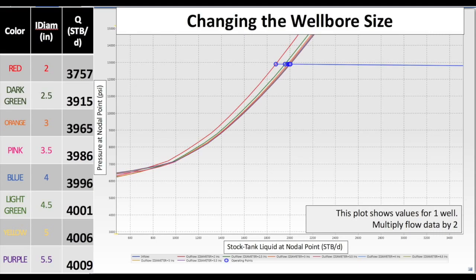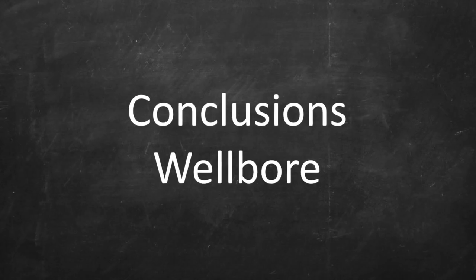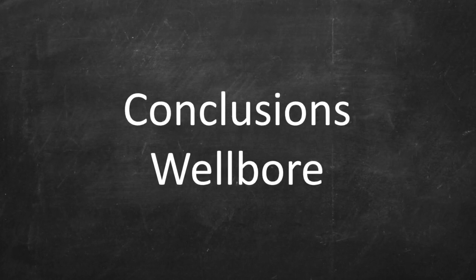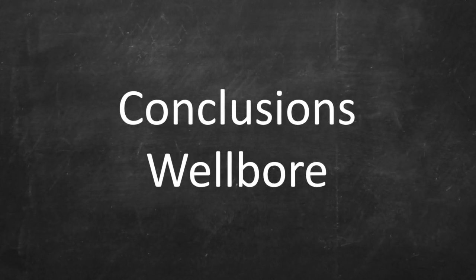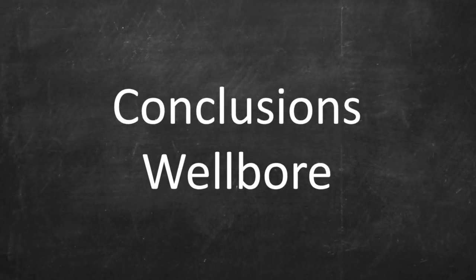The other 7 diameters developed TPR curves which almost overlaid each other. This result shows that sometimes changes in the wellbore diameter can have only a slight effect on your production rate. It may not be worth the hassle and the cost to increase the wellbore diameter.